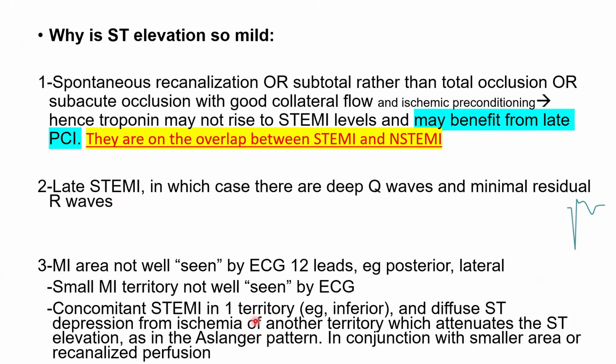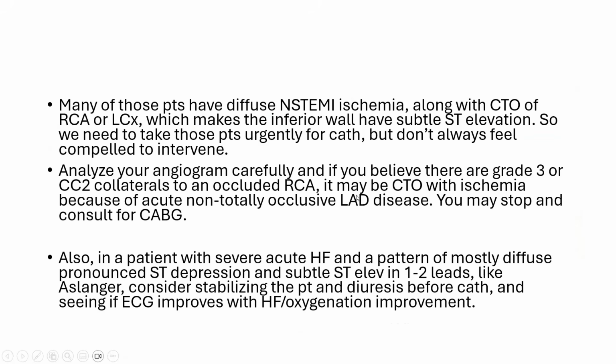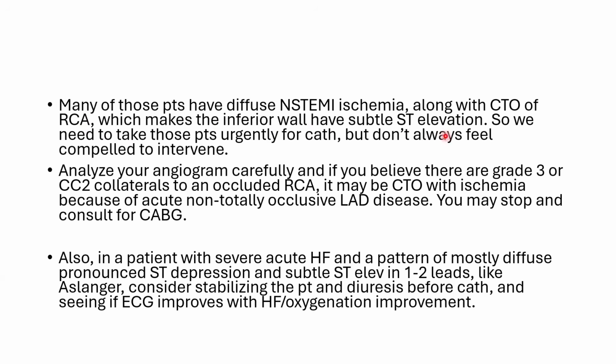STEMI in one territory, for example the inferior territory, and diffuse ST depression from ischemia of another territory, which attenuates the ST elevation, as in the Aslanger pattern. And in that third subgroup, such as the Aslanger pattern, as I explained, many of the patients have diffuse non-STEMI ischemia, along with CTO of the RCA or left circumflex, which makes the inferior wall have subtle ST elevation. So we need to take those patients urgently for cath, but don't always feel compelled to intervene.